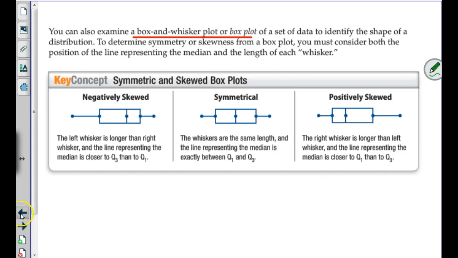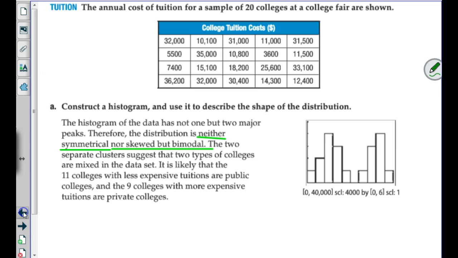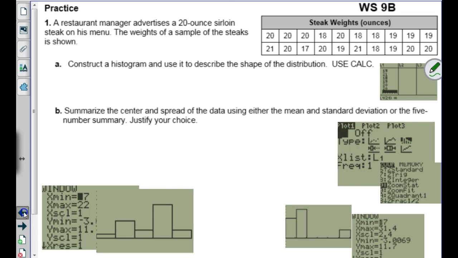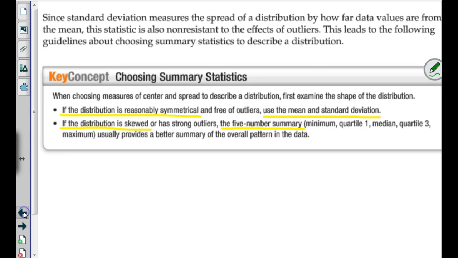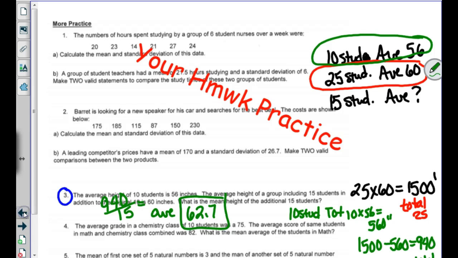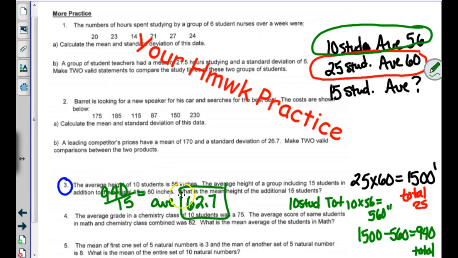All right, we're going to finish talking about some of this tomorrow. Tonight, you are just to finish the questions at the bottom of this page where it says more practice. There's 4 questions, okay?